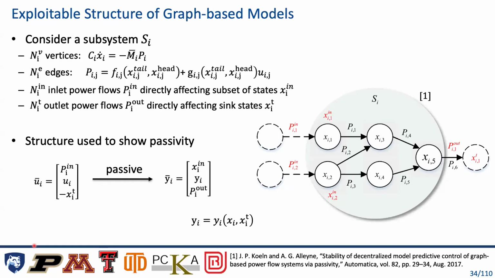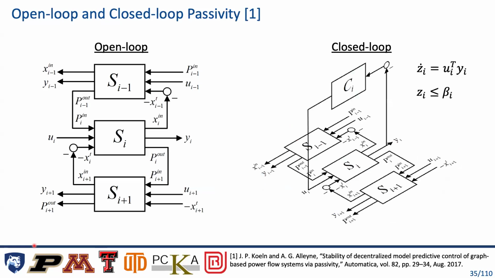So in this case, if we consider the inputs to be the power flow coming in, the controllable inputs, U, and then the inputs associated with these sink states, and if we map that then to a set of corresponding outputs, basically these inlet states, some nonlinear expression of our outputs, which is a function of our states and our sink states, and then the power flows going out, well, it turns out from this input vector to this output vector, we have a passive relationship for a general class of systems modeled with this graph and this nonlinear power flow expression. So what does that do?